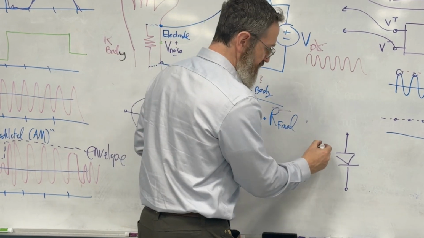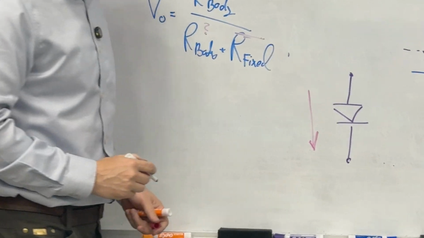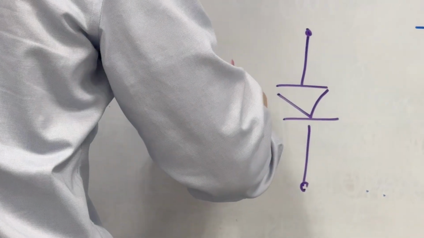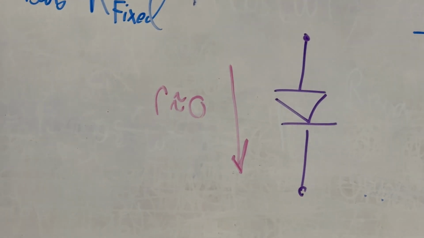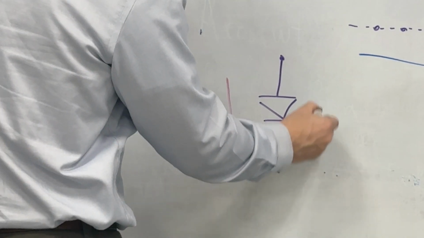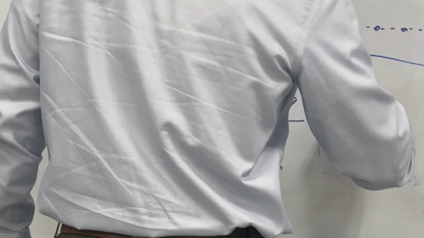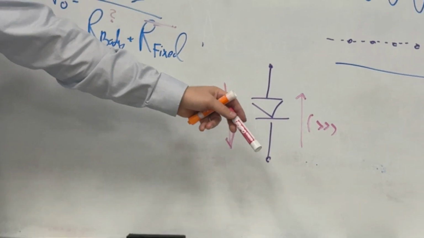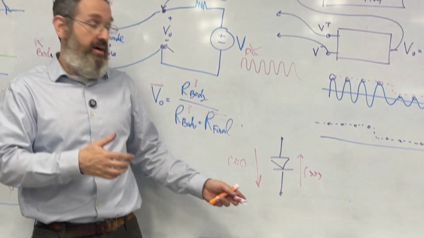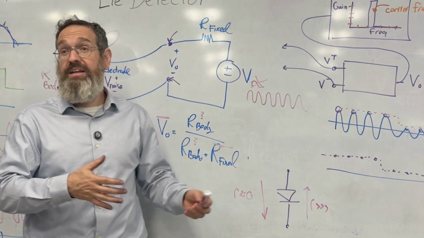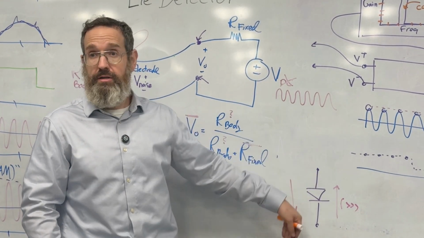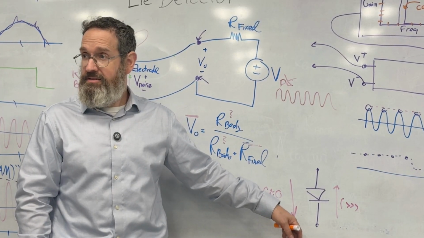When the current goes this way, its resistance is about 0. And when the current goes this way, its resistance is very, very big. That's why it only lights up when the current goes one way. It's a light emitting diode as opposed to a bulb, because it only lights up when current goes one way. Does that make sense? Okay.